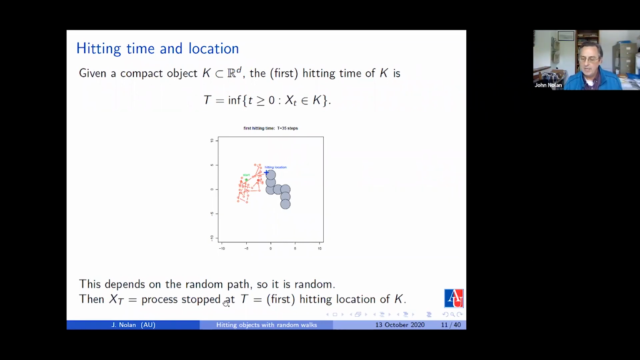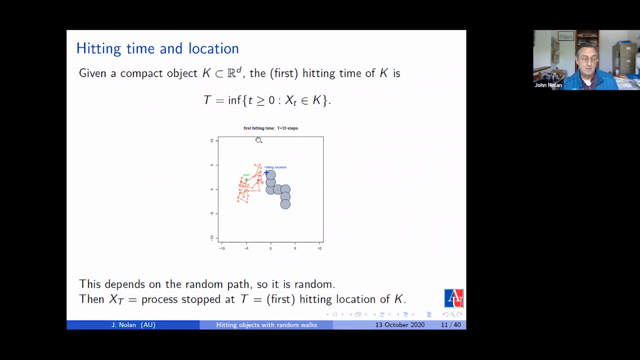Hitting time and locations. We're going to take a compact set K. These gray balls are an object, and I want to talk about hitting that. So I start the process. In this case, again, this is a discrete realization of what I'm talking about. I start the process, and it bounces around, taking steps until it hits the object. If it's transient, it may never hit the object. If it's recurrent, it will always hit the object.